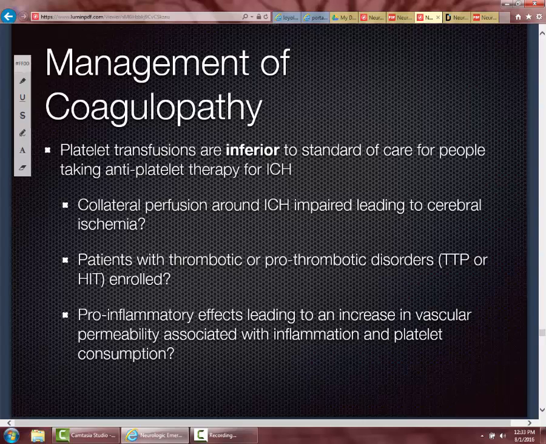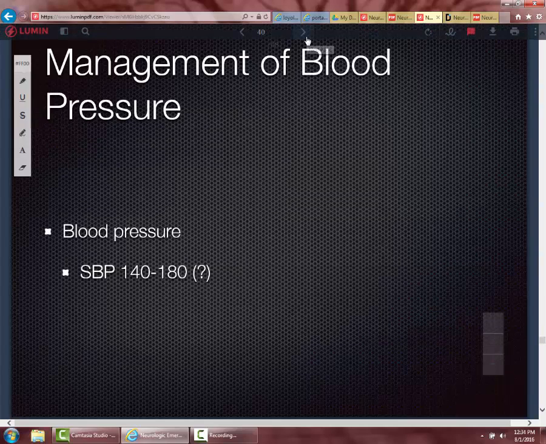So if you give a platelet transfusion to someone for their aspirin, you are increasing the likelihood they're going to die, and you're increasing the likelihood they're going to live with more morbidity. I thought this was really fascinating. This was not the expected result of the trial, and they hypothesized that because a platelet transfusion is pro-inflammatory, it may occlude collateral perfusion around the hematoma and cause an ischemic infarction around the area of hematoma. Additionally, at least 3 patients enrolled in the trial had a prothrombotic disorder, in which platelet transfusions are already frowned upon.